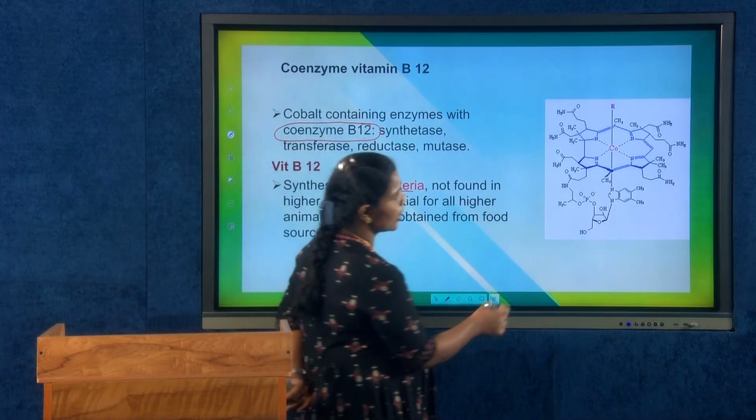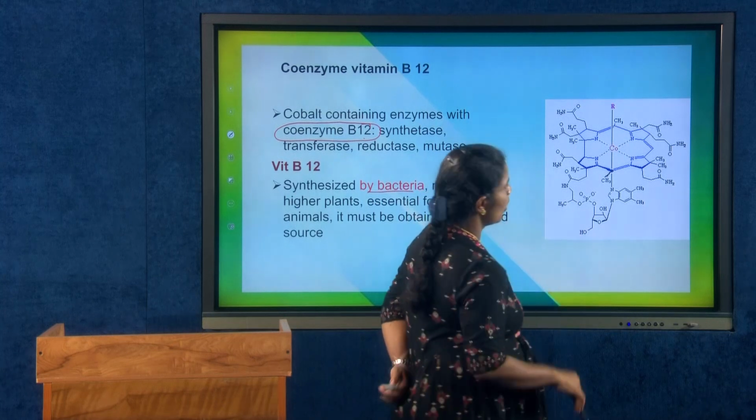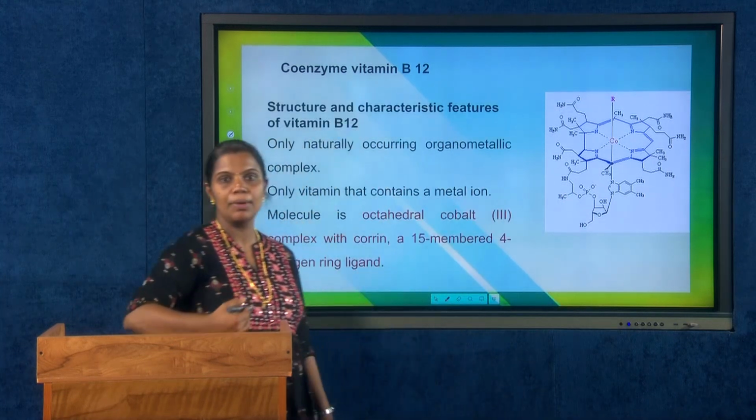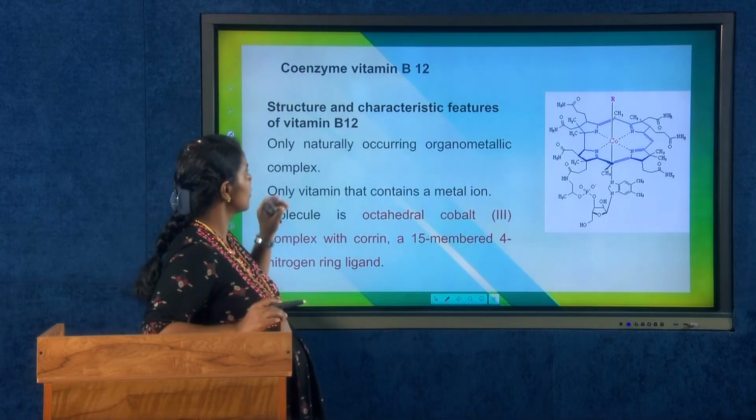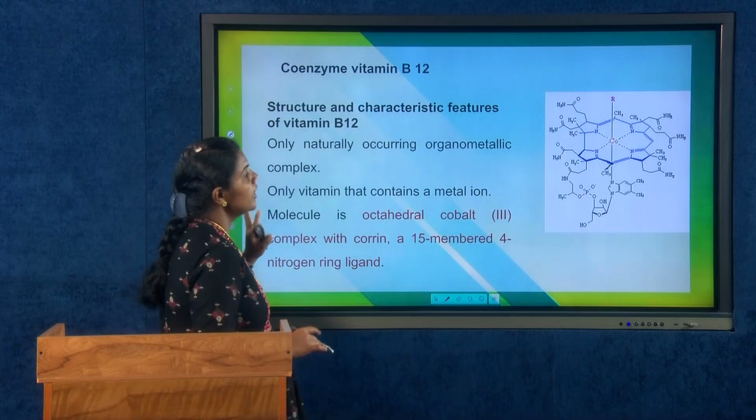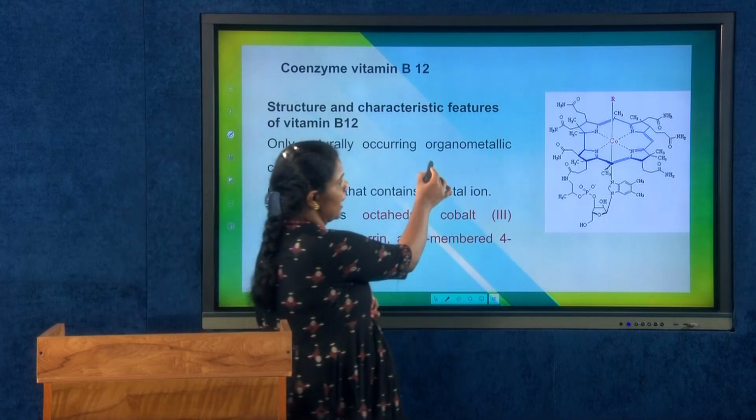Here you can see the structure of vitamin B12. We will learn in detail in the coming slides. So, now we will see the structure. It is a naturally occurring organometallic complex.